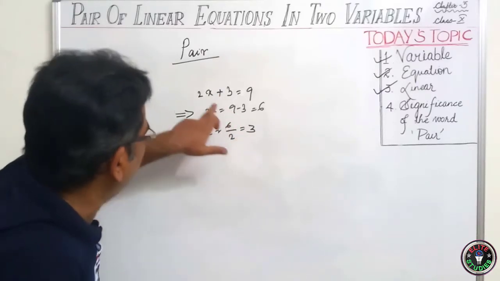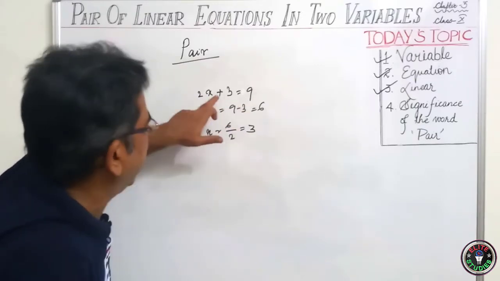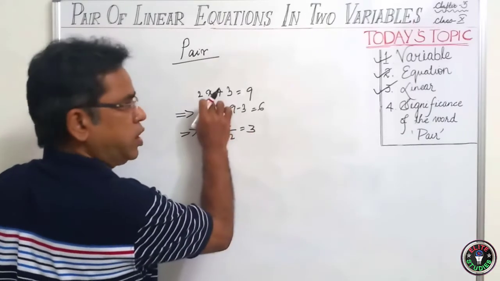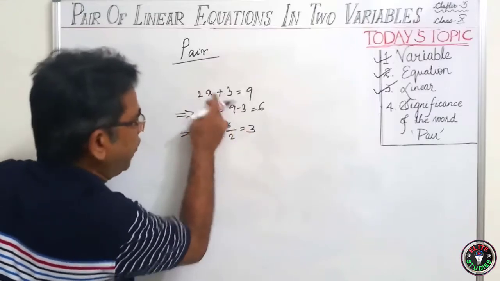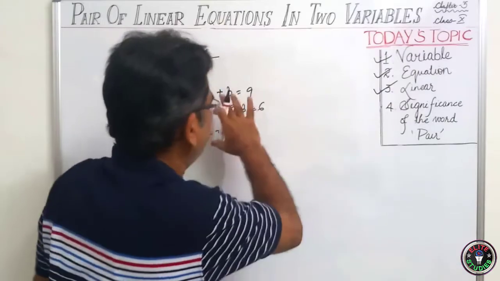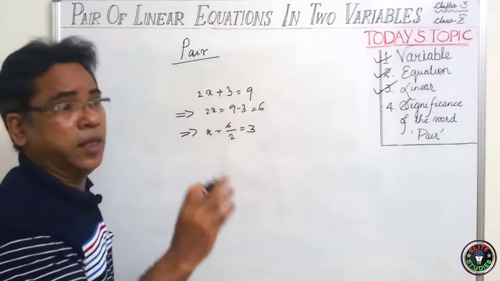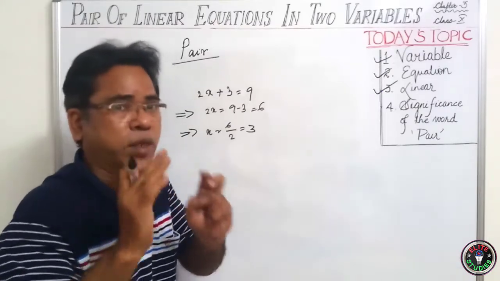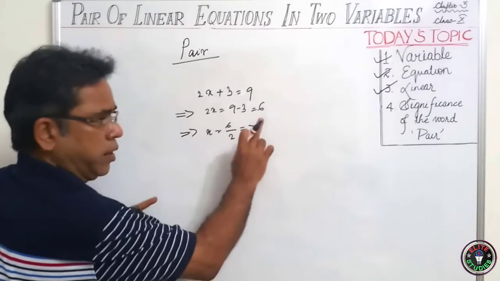Why? Because if you put 3 in place of x, 2 times 3 is 6, plus 3 is 9, so 9 is equal to 9, the LHS becomes equal to RHS. So that is called the solution of this equation. Or you can say it is the value of the variable for which the equation will be satisfied, that is, LHS will become equal to RHS. So this is the very purpose of an equation: to get the values of the variable for which the equation is satisfied. Now, in this case, the solution is unique.